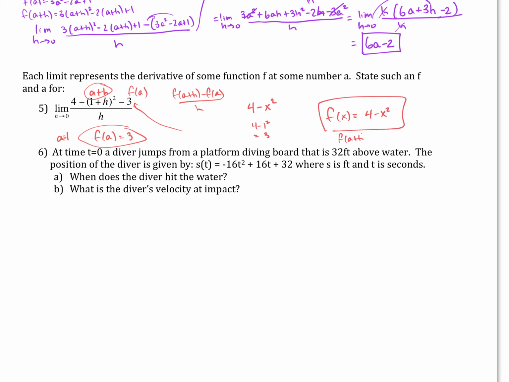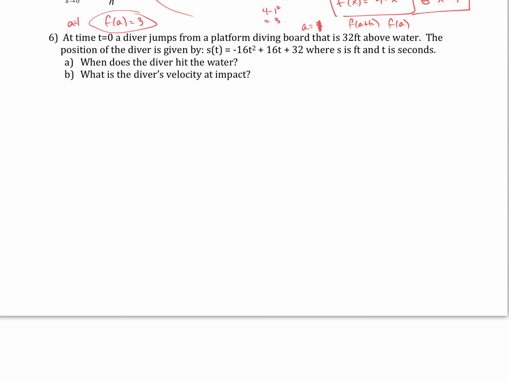It says, at time t equals 0, a diver jumps from a platform diving board that is 32 feet above the water. The position of the diver is given by that equation. This is a position equation, and it even tells me that, where s is in feet and t is in seconds. When does the diver hit the water?